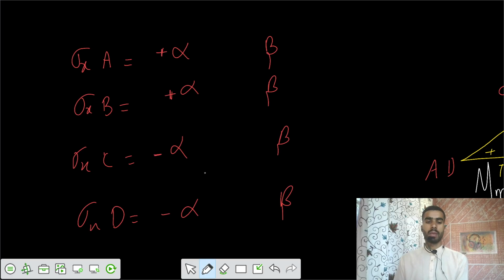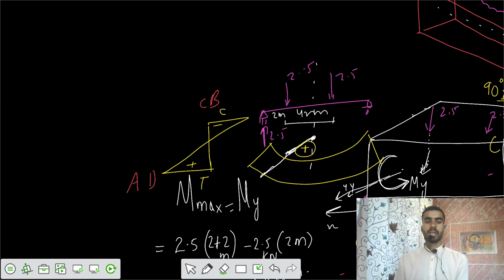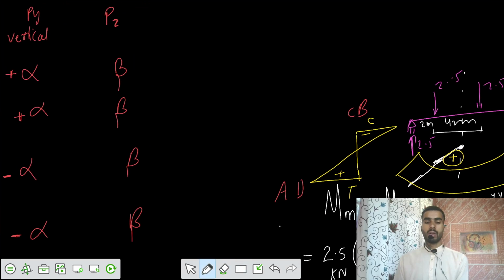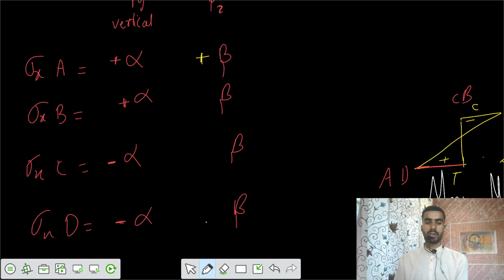That means these two have minus alpha because they have compressive stresses. Then for the vertical loading, we can say py, and for the load in z direction, pz. For the load in z direction, you have beta value, where for A and D you have tensile stresses. So let's say this was your A, it's having positive tensile stress, and D also has positive tensile stress. And for C and B you have compressive stresses, that means negative and negative.